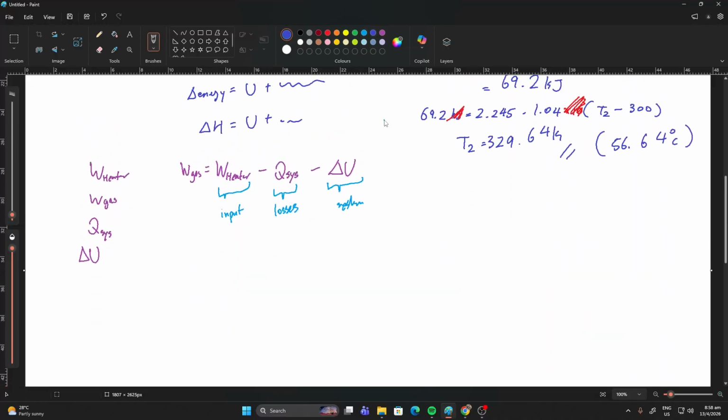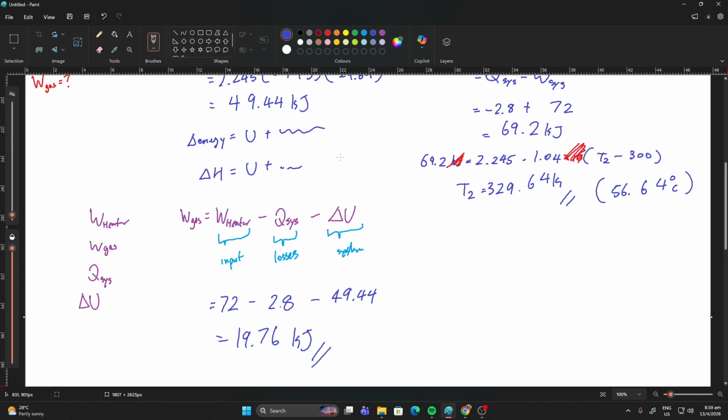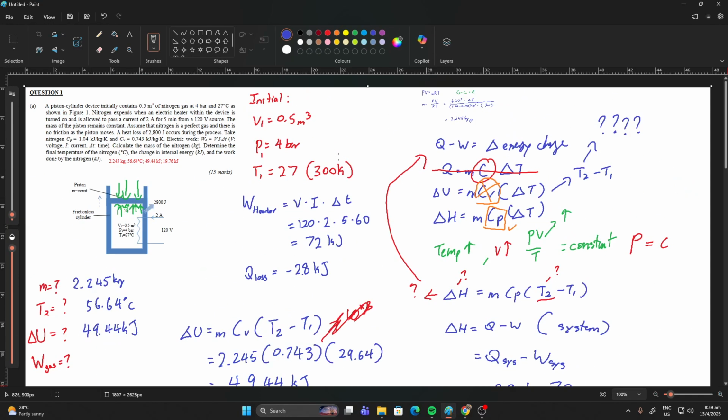So anyway, we know that the work done from the heater is just 72 minus heat loss, 2.8. Now notice how I said minus heat loss, but then why is it not like this? Because we're already removing the 2.8. And then minus the system, which is, what was it again? 49.44. And this is 72 minus 2.8 minus 49.44, which gives me 19.76 kilojoules, and my answer should be correct. There we go. And this is how you solve this particular question.